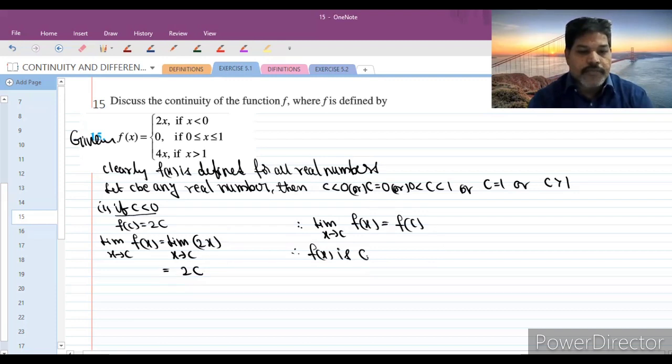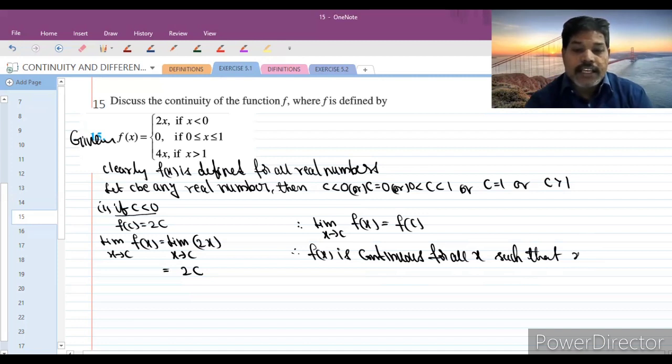So therefore, f of x is continuous for all x such that x is less than 0. So what is case 2?